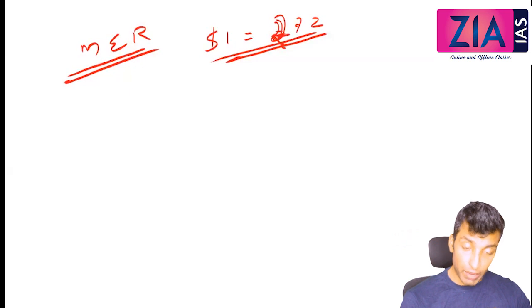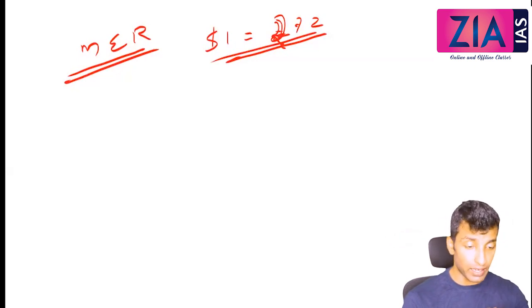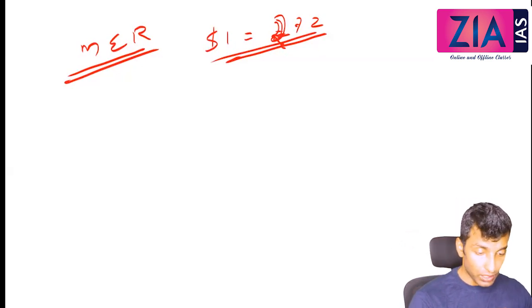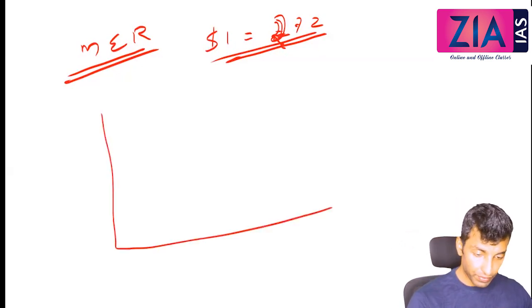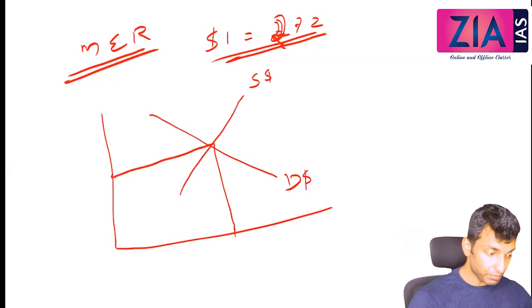So if you need to make payment for imports and everything, you need dollars. So the demand for dollars is so high, despite the fact that it is also a hard currency. So this is how you can show the demand supply curve. This is the demand of dollar. This is the supply of dollar, right? So let's suppose this is the equilibrium position.